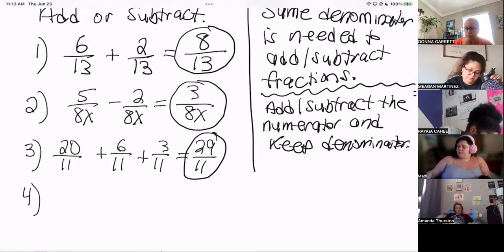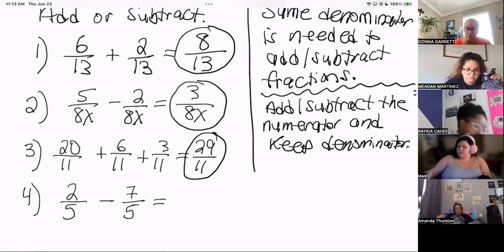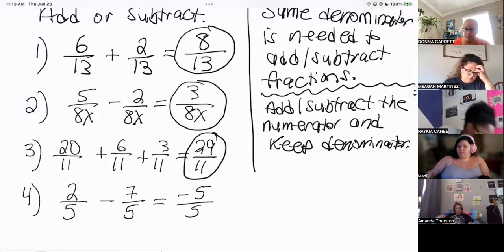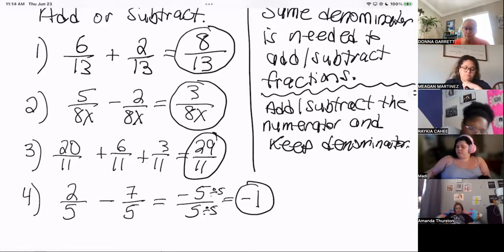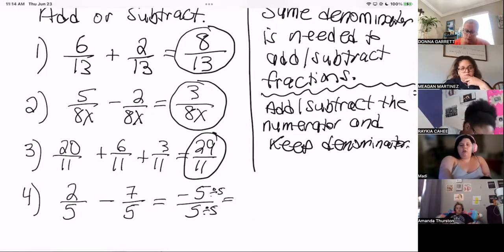Four: 2/5 minus 7/5. Yes, we can have a negative answer. Notice it's the same denominator. That's going to stay the same. But what is 2 minus 7? Well, that would be -5. That's my numerator. My denominator is 5. But now I can simplify. I can divide both of them by 5. So my answer is -1, because it's really -1 over 1. I probably should have written that down. Hold on. So let me not skip a step.